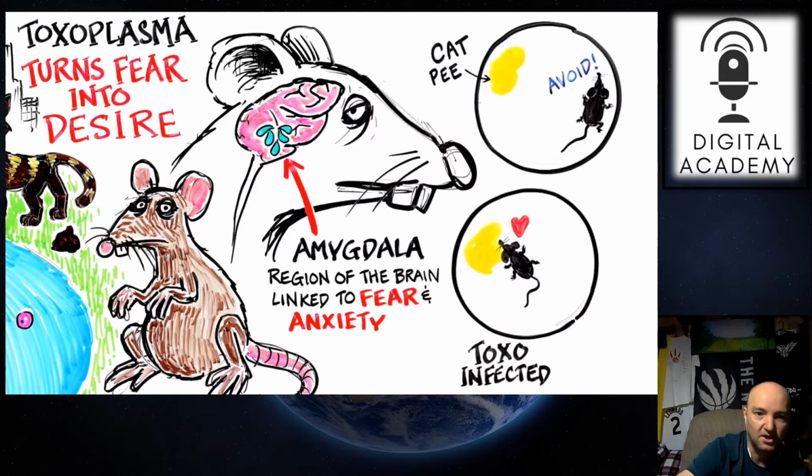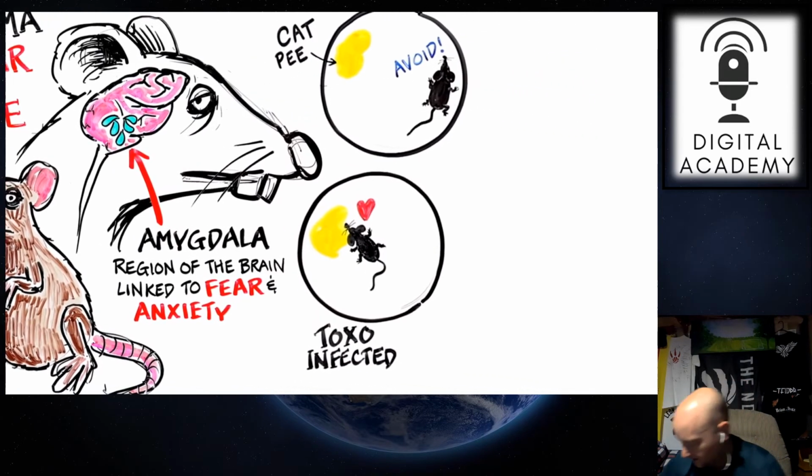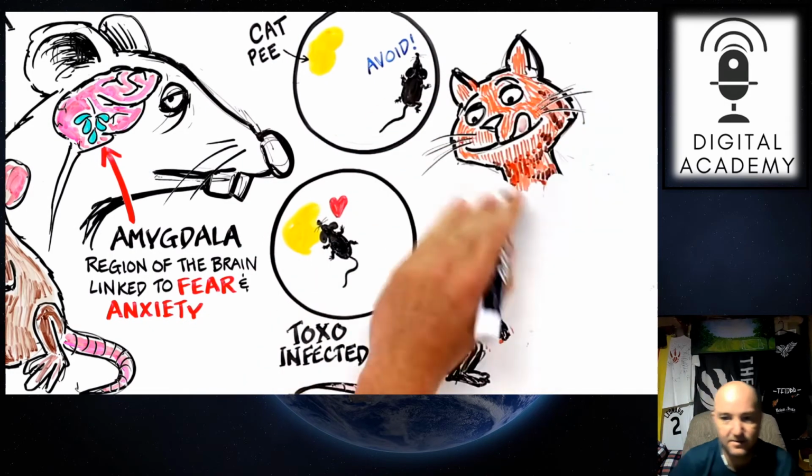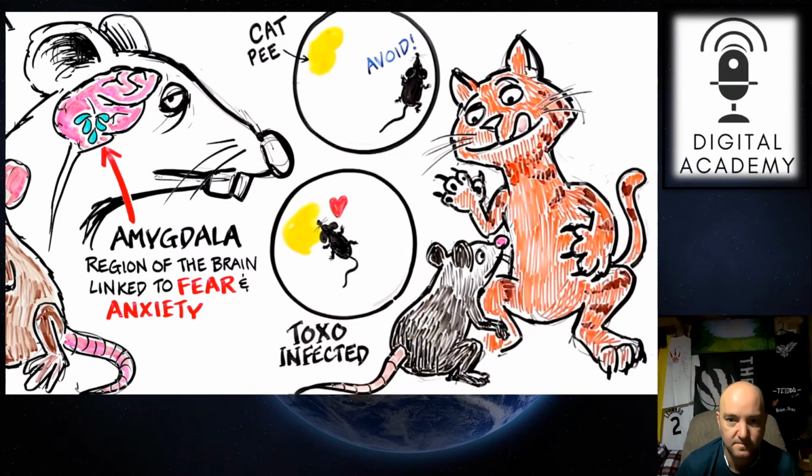But this actually has the opposite effect. It actually attracts them to the cats almost. It's insane. They now become sexually attracted to the smell of cat urine. The rodents are then more likely to be eaten by a cat, allowing the parasite to enter the next phase of its life cycle.